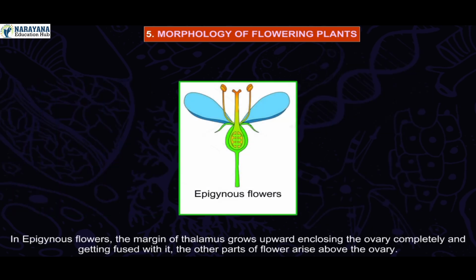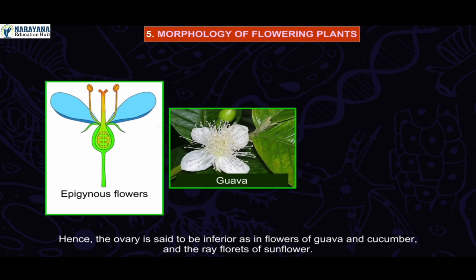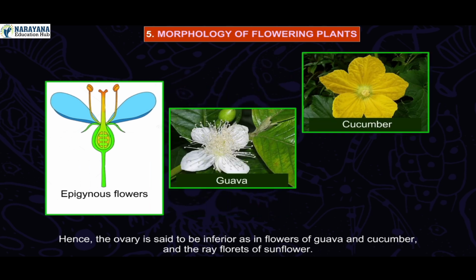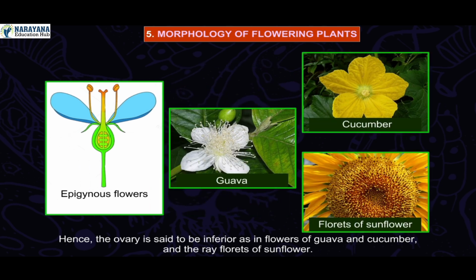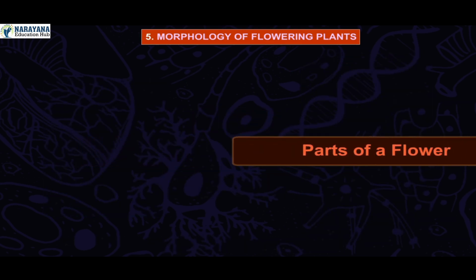In epigynous flowers, the margin of thalamus grows upward, enclosing the ovary completely and getting fused with it. The other parts of flower arise above the ovary. Hence, the ovary is said to be inferior, as in flowers of guava and cucumber and the ray florets of sunflower. Parts of a flower.